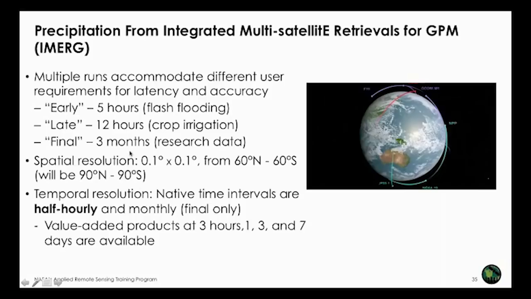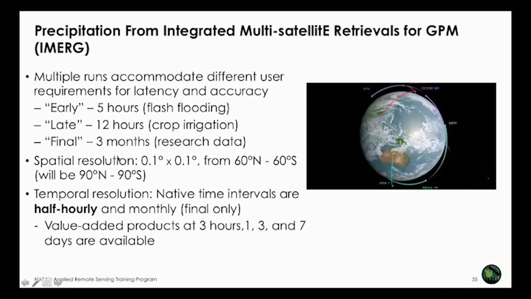IMERG, which we are going to look at for river basin water budget estimation, is available in different formats, so there are multiple products. Early, late, and final IMERG products are available. Early has a 5-hour latency, and this is used for flood monitoring or flash flood monitoring. Late, which has a 12-hour latency, is used more for crop irrigation management and looking at how much water there is within a day or so.